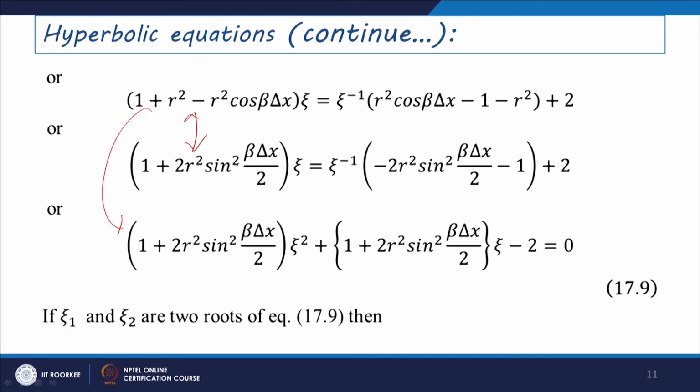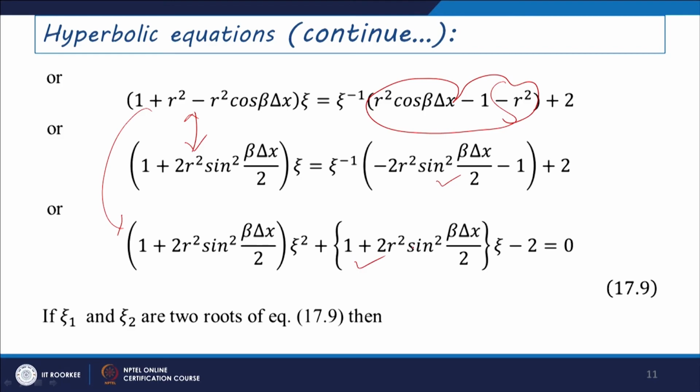This comes from taking r square common: 1 minus cos beta delta x is taken as 2 sin square beta delta x by 2, into r square. Here also we have done the same thing, since we are considering r square here. If you take r square common here, this can be written as 1 minus 2 r square sin square beta delta x by 2 from these two terms. So, this represents a quadratic equation in zeta.